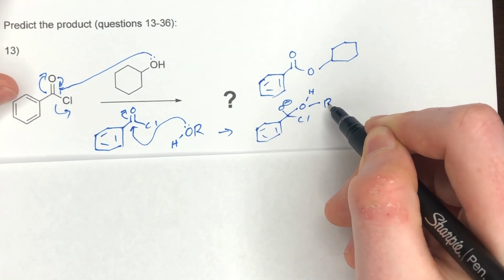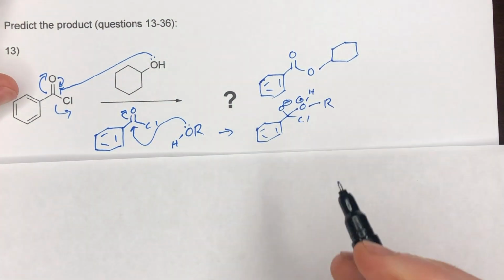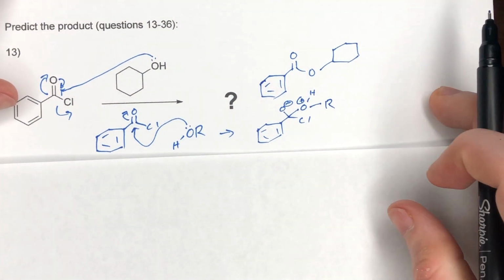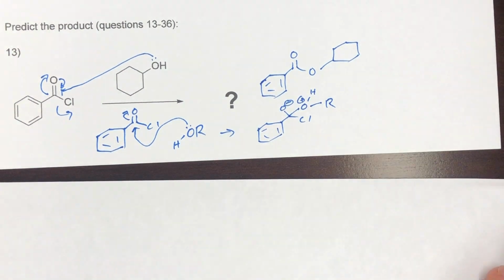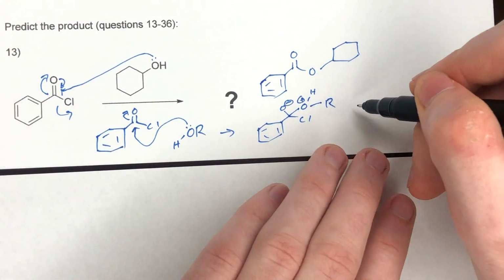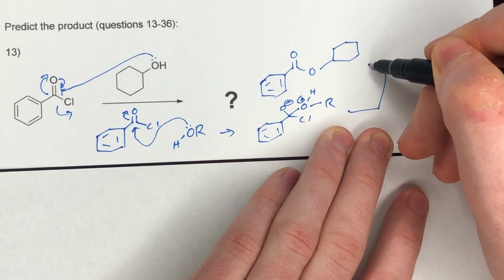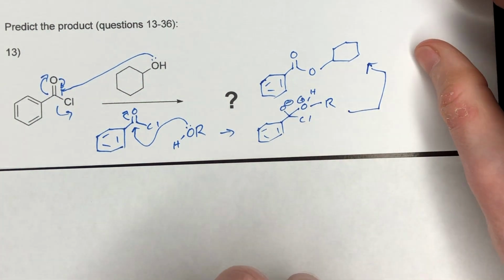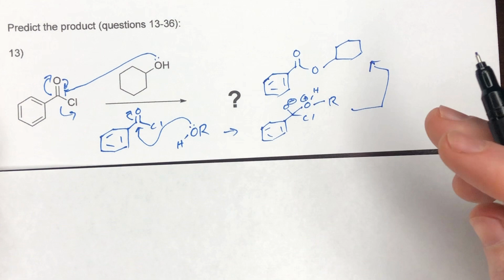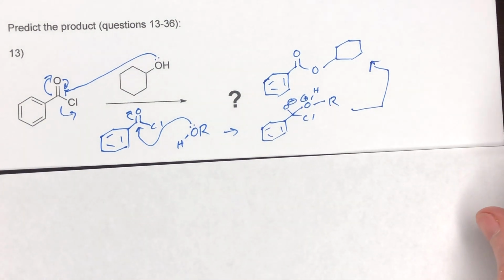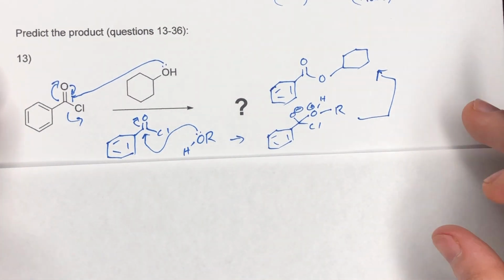And then I've called this R, so I call that R. Then you get the proton transfer, and then you'll kick out the chlorine, giving you just the product that's shown here. So don't worry about the proton transfer steps too much. The main point here is your product. You're creating an ester from the reaction of an alcohol and an acyl halide.